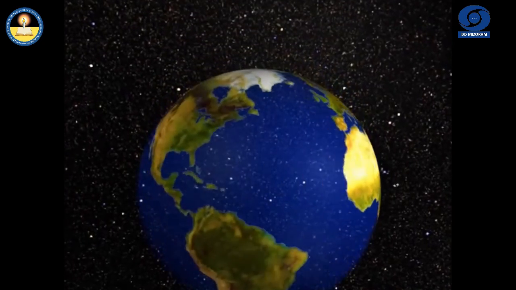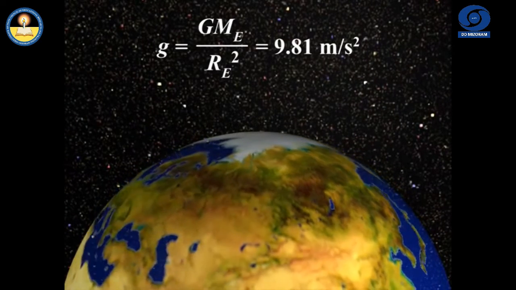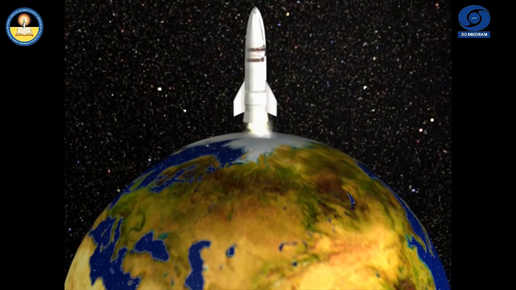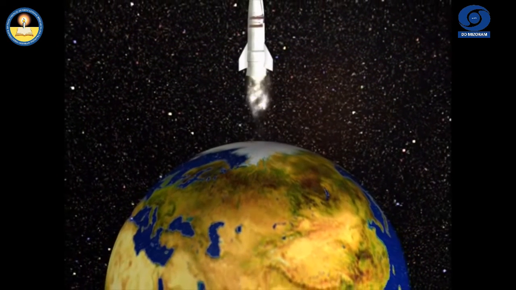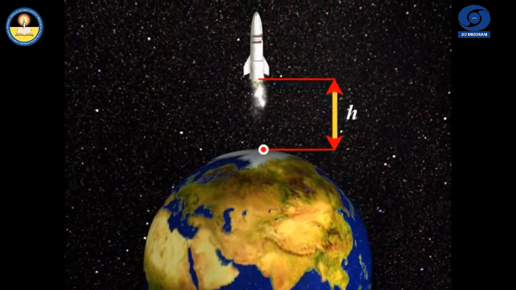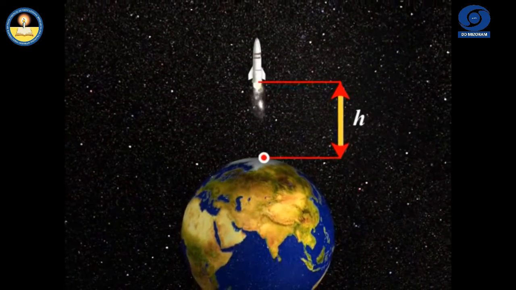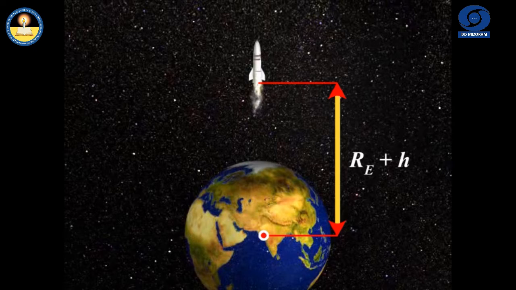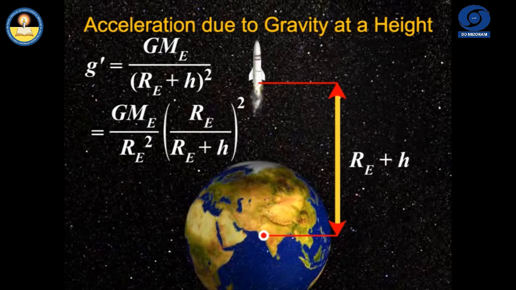Acceleration due to gravity on the Earth's surface is 9.81 meter per second square. But when we go above the Earth's surface, the value of g decreases. Because at a height h from the Earth's surface, mass of the Earth remains constant, but the linear distance between the object and the center of the Earth increases. The acceleration due to gravity at a height h will be equal to G into mass of the Earth upon the square of the distance of the object from the center of the Earth.